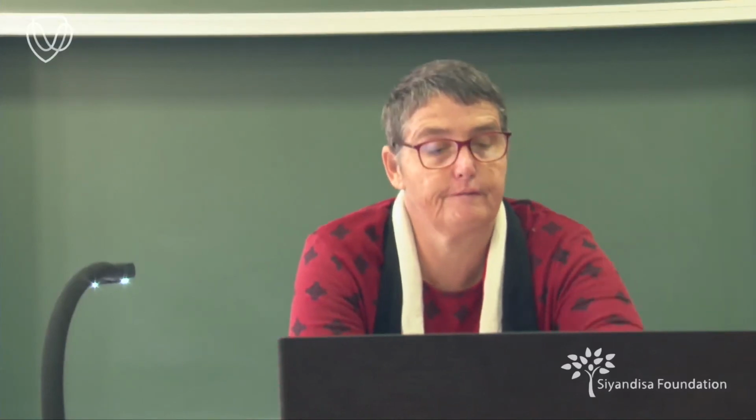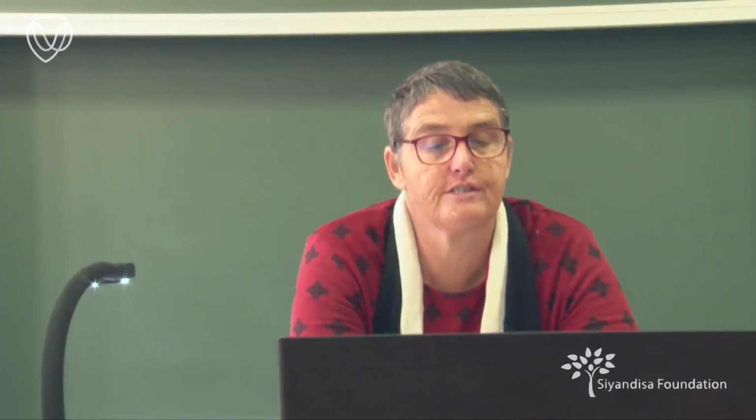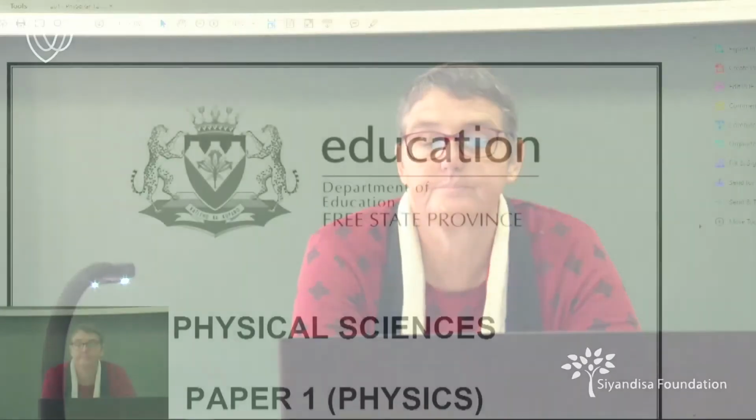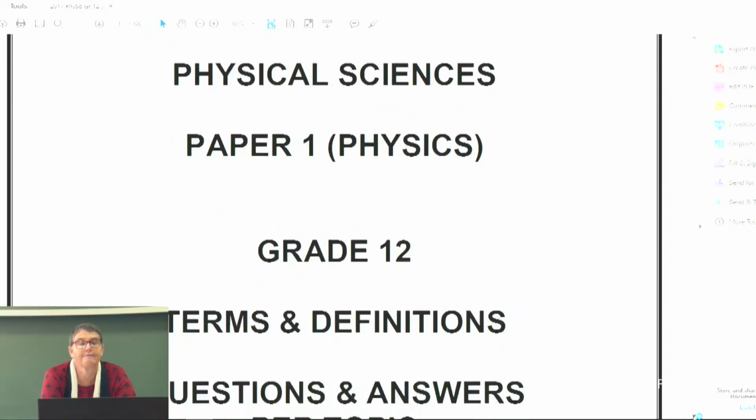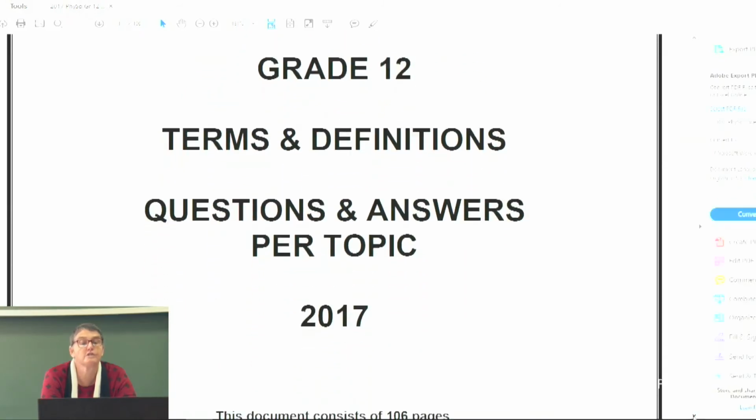You should have somewhere along the line received something that looks like this. Right. It says there, Education Department, and it says Paper 1, Physics, Terms and Definitions, Questions and Answers per Topic. If you have not received this, we are putting it on the system, and you'll be able to work off the system for it because it's 106 pages, so it's quite a lot of pages. But the Department of Education has printed this for every single learner in the Free State. So you know what? Hound your teachers and ask them for this.